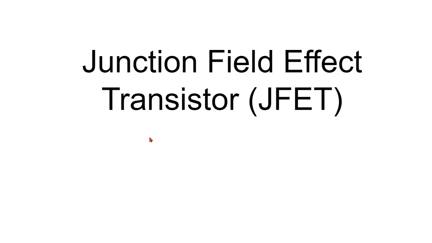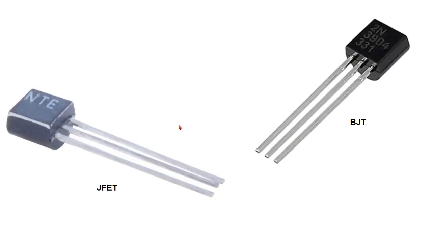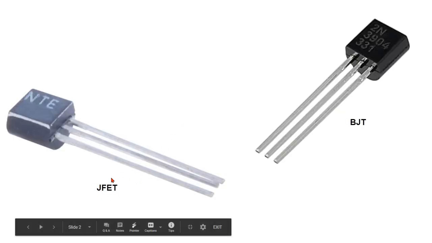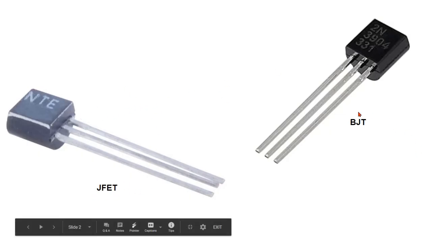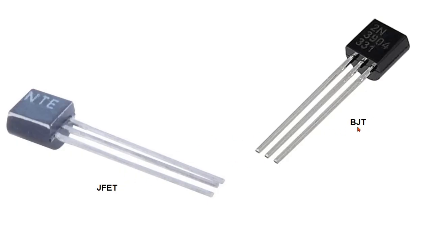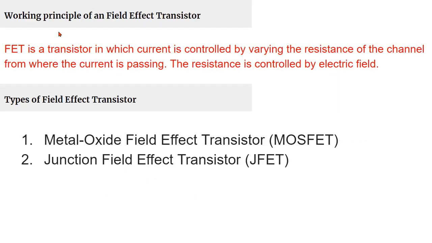Today we are going to talk about an important member from the family of transistors, which is the junction field effect transistor. As you can see, the JFET looks entirely like a BJT from the outside, but on the inside the JFET is different as compared to a bipolar junction transistor, and the working of JFET is different as compared to a bipolar junction transistor.